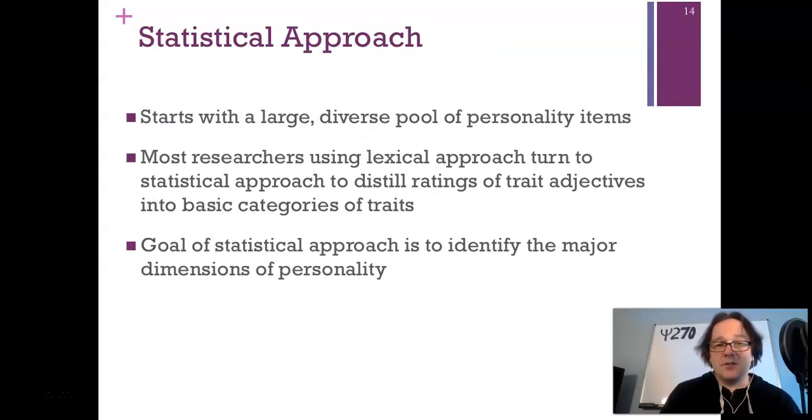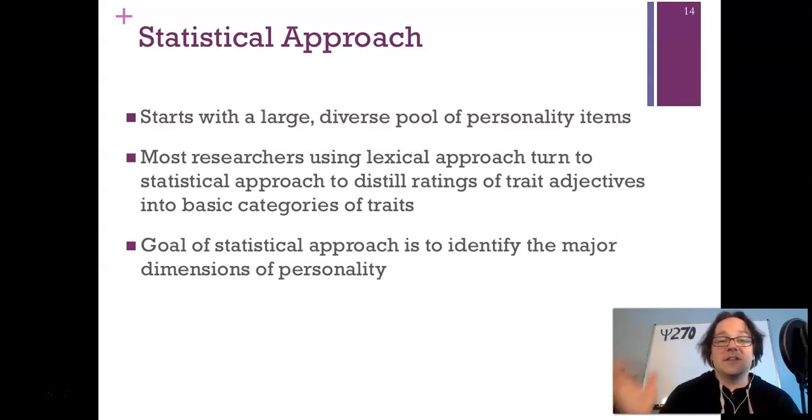So when we take a statistical approach, we actually start off with a really large pool of different personality items in there. So we have a whole list, a whole pool of potential personality traits and characteristics. And how do we get these? Well, most researchers will actually start by using the lexical approach to try to identify this pool of personality items. Then they'll switch over to a statistical approach to try to use data to pick out the items or the terms or the traits that are really the most important, right?